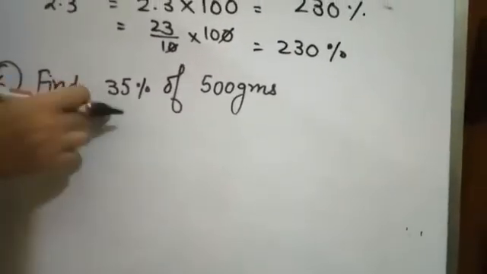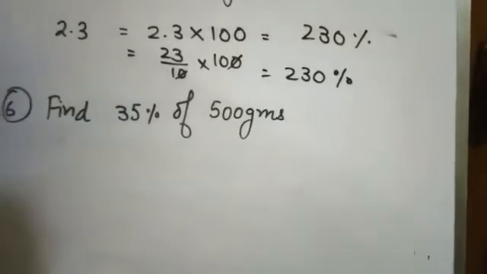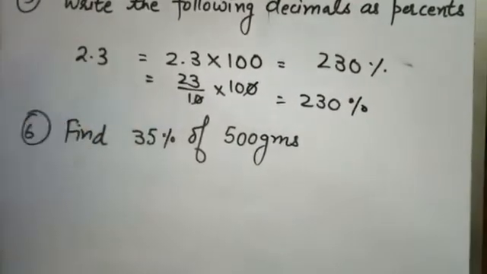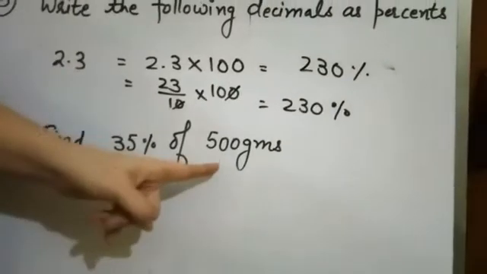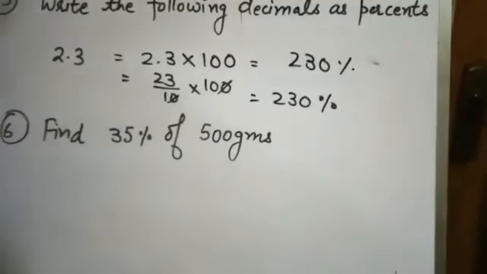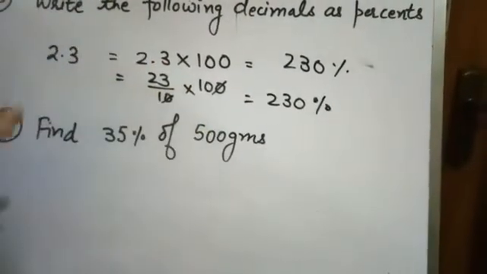Next, find 35% of 500 grams. There are so many ways. I have told you, first calculate 5%, that is divided by 20, 25, and get it multiplied by 7, because 5 to 35 is 5 sevens are 35, so you have to multiply the result by 7.